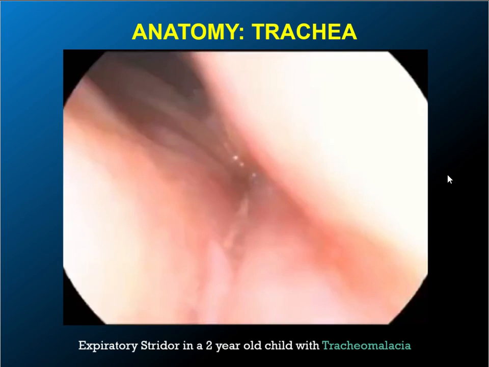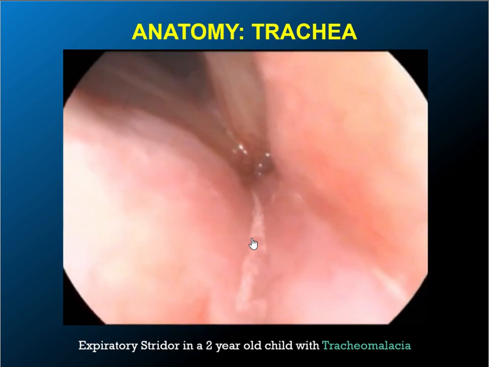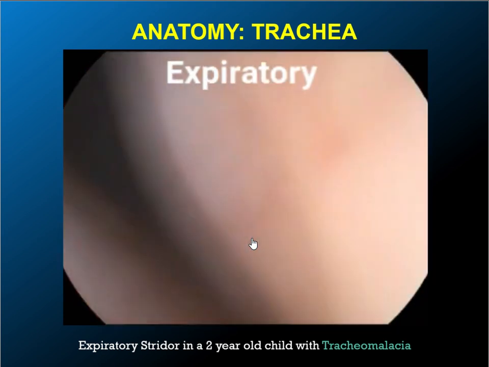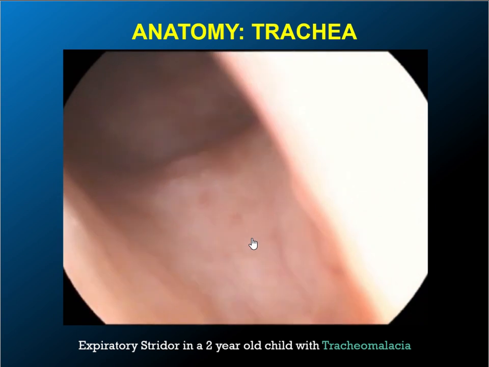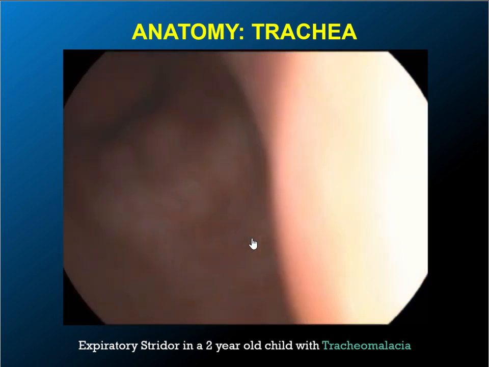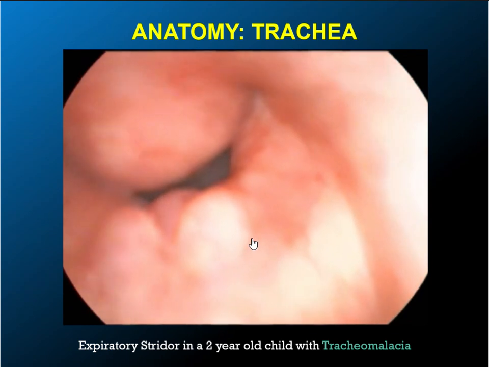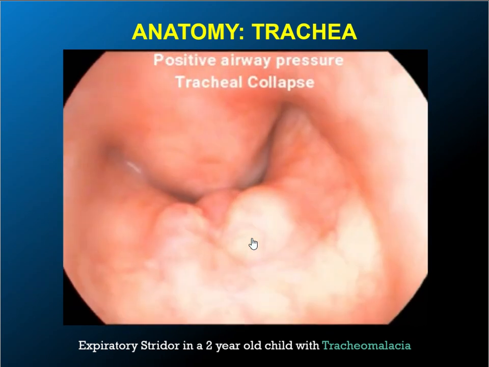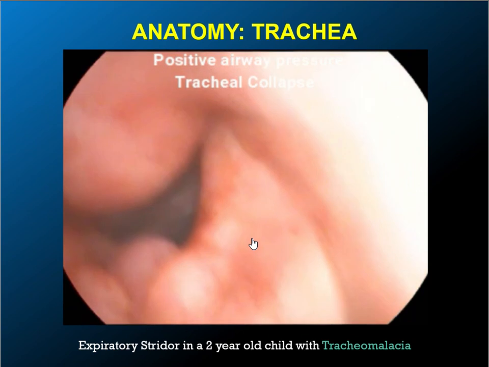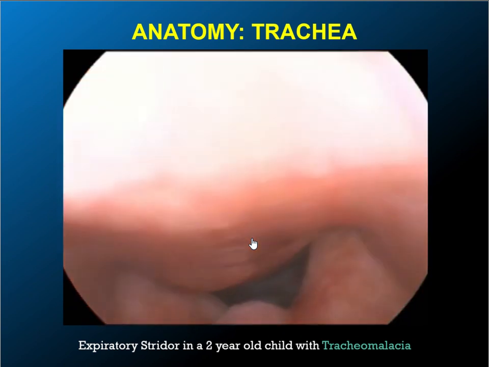Coming to anatomy of trachea, this is a 2-year-old child who presented with tracheomalacia. We can appreciate the expiratory nature of the stridor. Due to the positive airway pressure during expiration, there occurs tracheal collapse, leading to stridor.